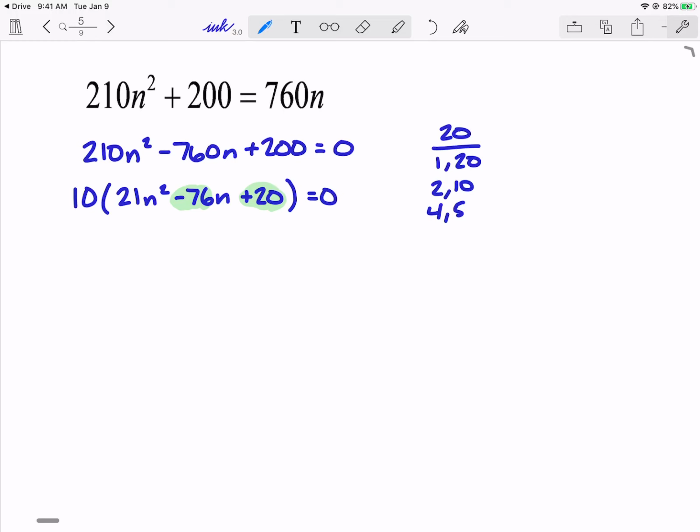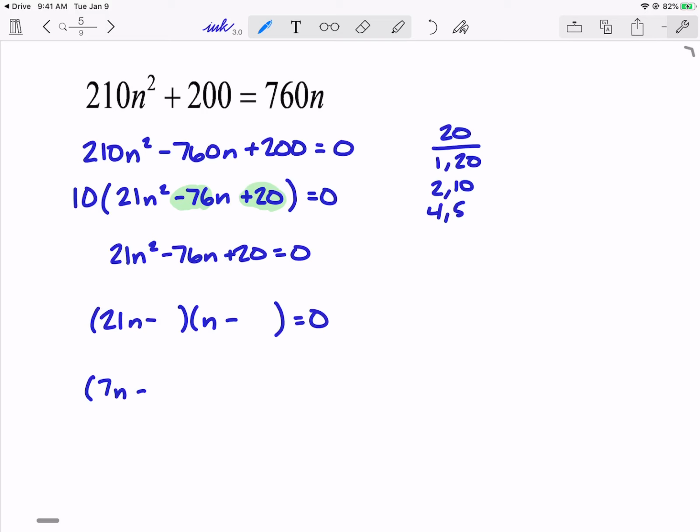Now, I'm going to get rid of the 10 because it doesn't matter. So I'm ultimately trying to factor this and set it equal to 0. So this can be 21n and n. And again, I know it's going to be a minus because it's got to multiply to make a positive, but add to make a negative. Or it's going to be 7n minus something and 3n minus something.